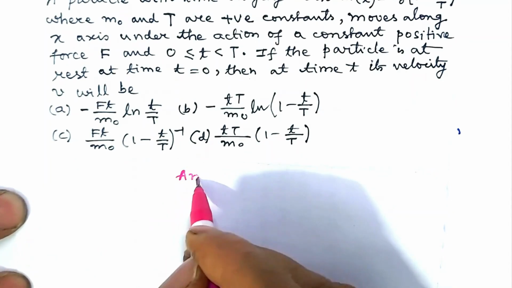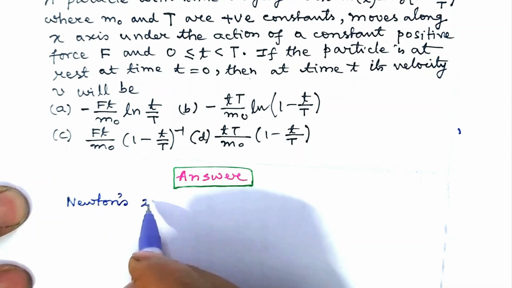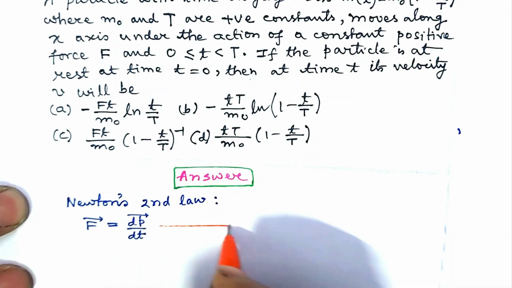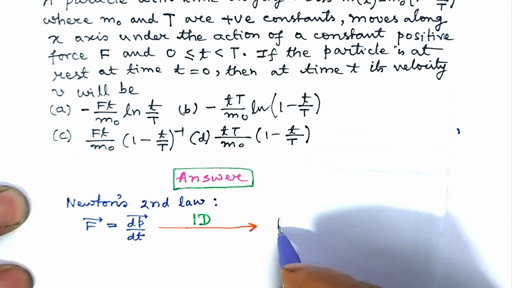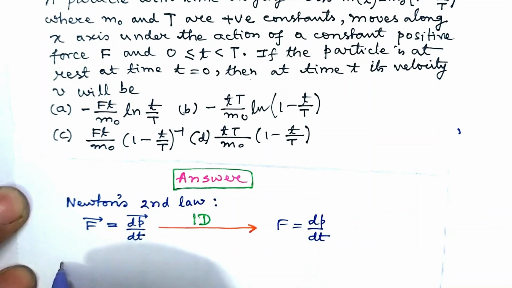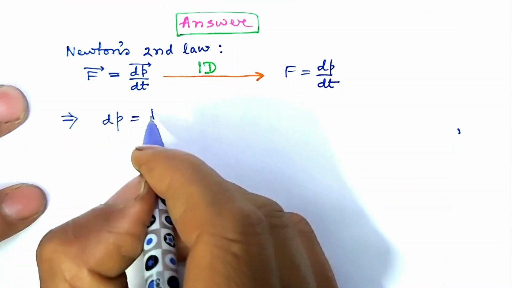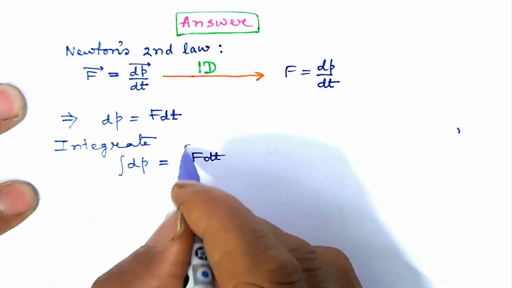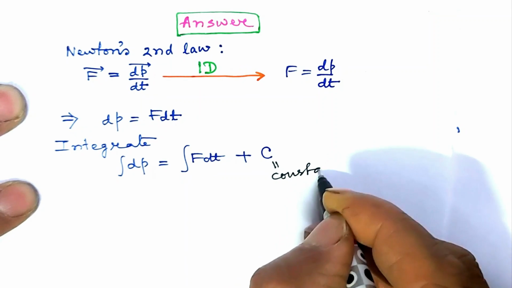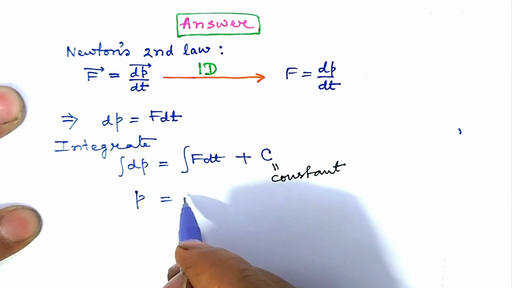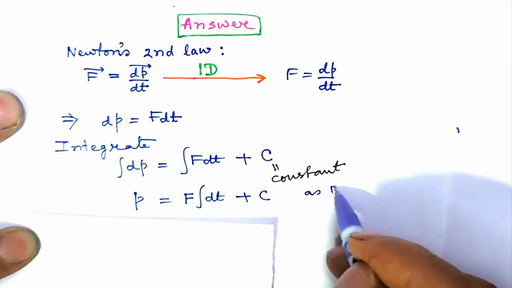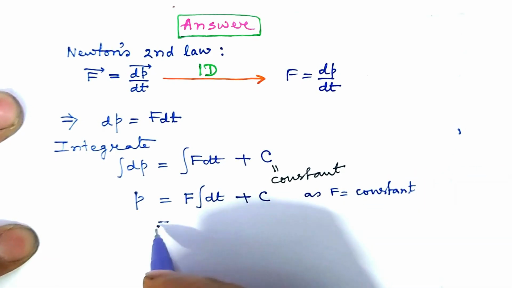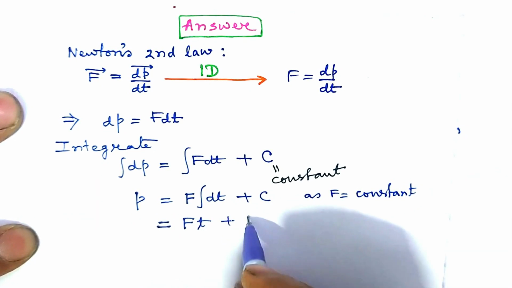The answer: Newton's second law of motion is force equal to rate of change of momentum. We write it in one dimension, F equal to dp dt. So dp is F dt. Integrate. C is constant of integration. So P equal to, we can push F outside the integral since F equal to constant. So P is Ft plus C.